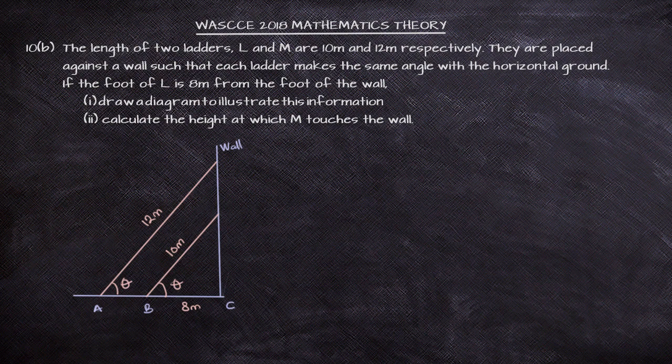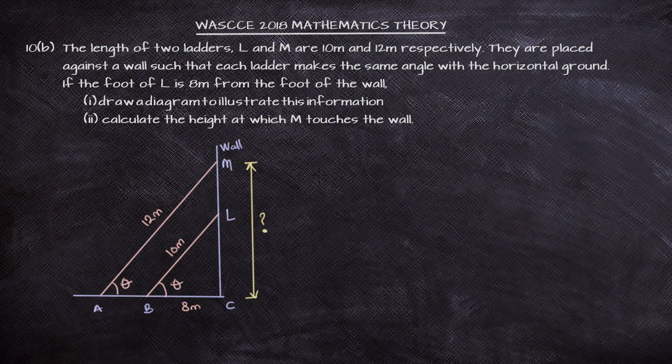So we have L and M. Okay, so the height we are asked to find is from M down to point C. That's the height at which ladder M touches the wall. Now, if you are to look at this, how can we go about this?